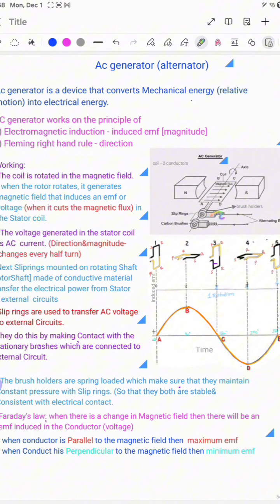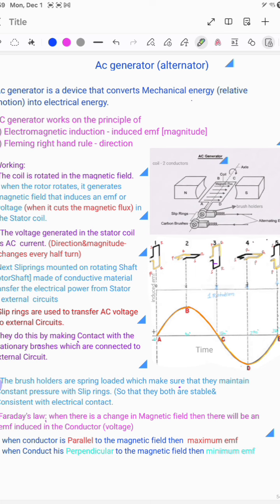It is held by the carbon brushes, which are held by the brush holders. So the brush holders hold the carbon brushes, which contact the slip rings. These brushes are also held in a spring-like manner. The spring loading ensures continuous contact or pressure between the carbon brush and the slip rings, to maintain a constant or stable electrical contact.